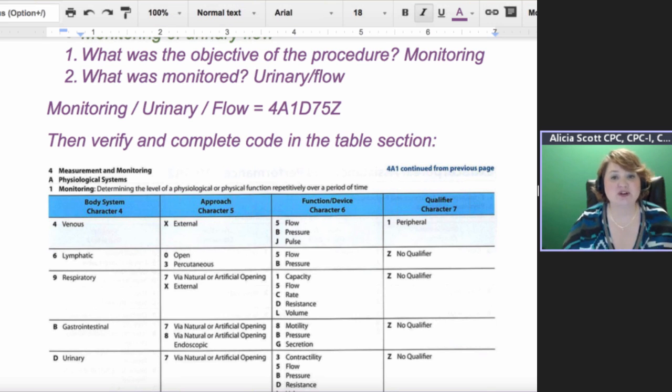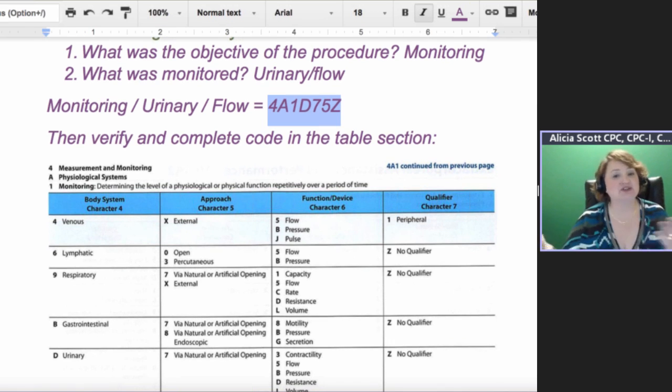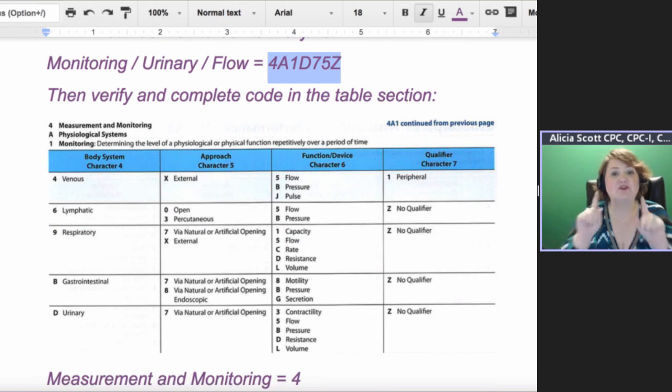So the code is going to be 4A1D75Z. Now, how did we come up with that? When you look in your manual, it has an index and a tabular, just like the other three manuals, but the first term that we looked up was measurement and monitoring. It's all in the same category, so see, that's a 4.